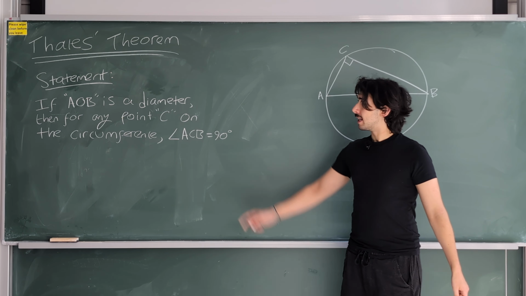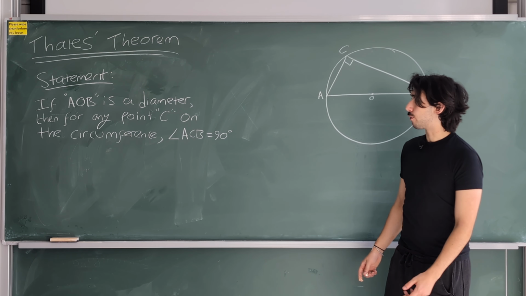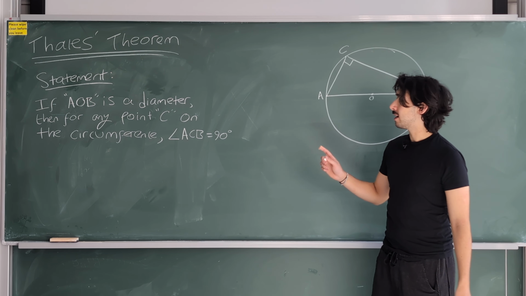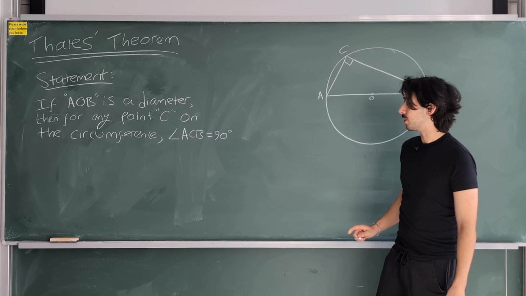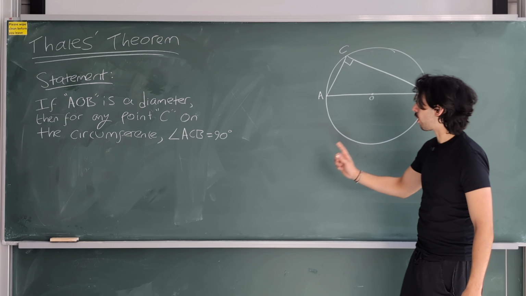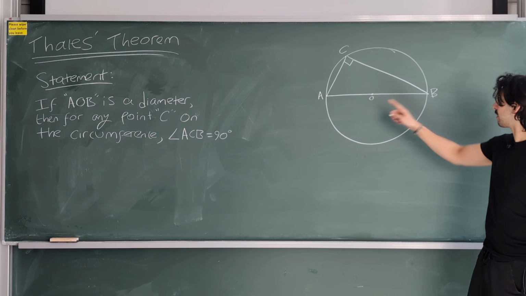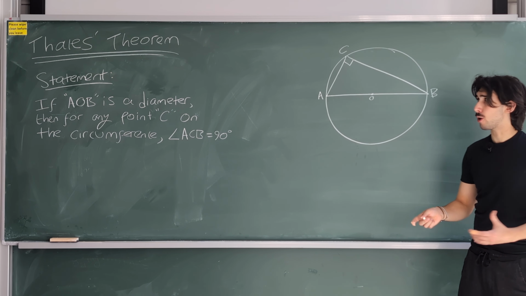What does it say? If AOB is a diameter of a circle, then for any point C on the circumference, the angle ACB is a right angle, 90 degrees. Okay, so here's the picture. Very famous. A lot of people know this just by looking at it.